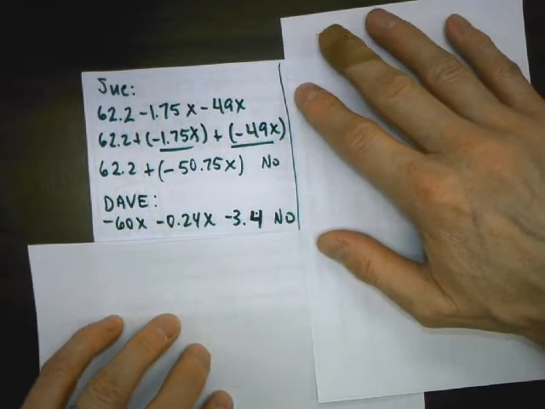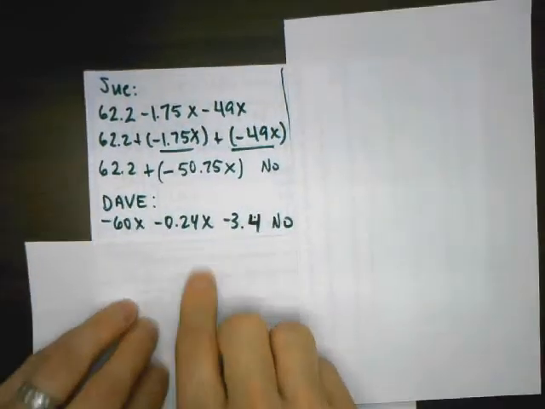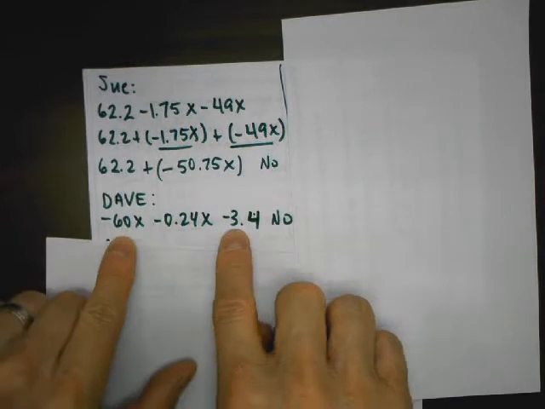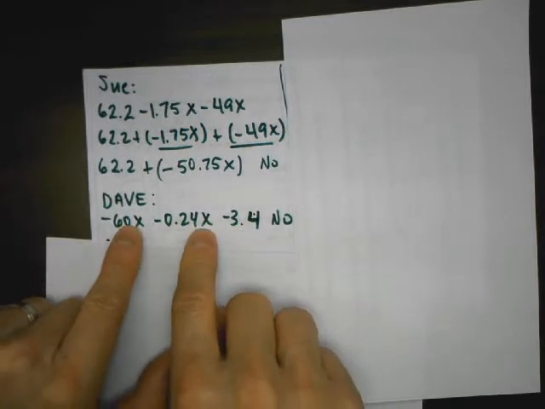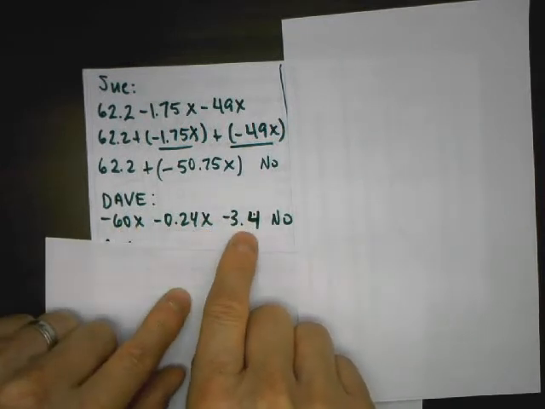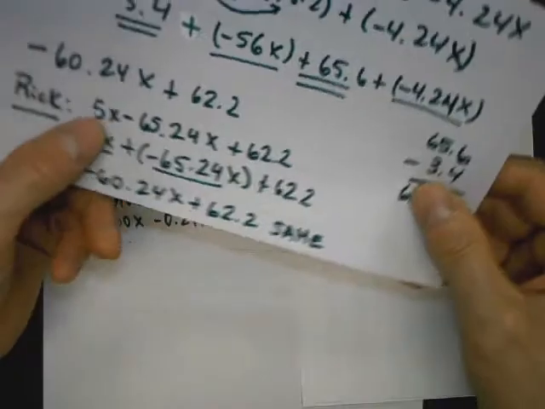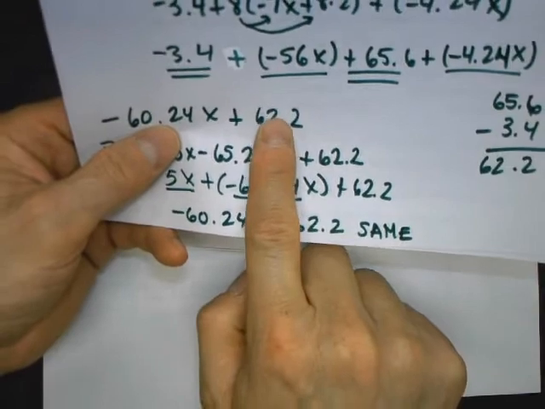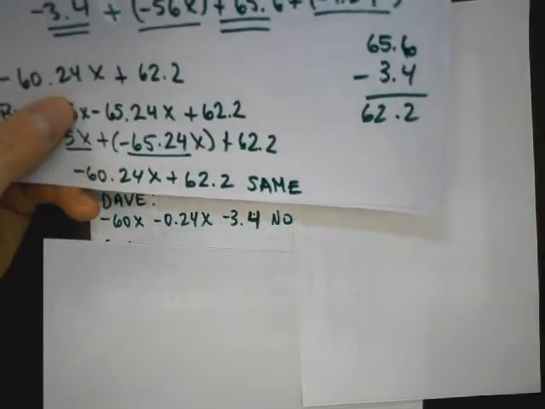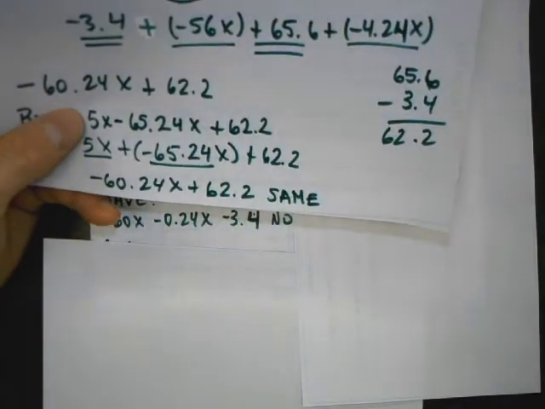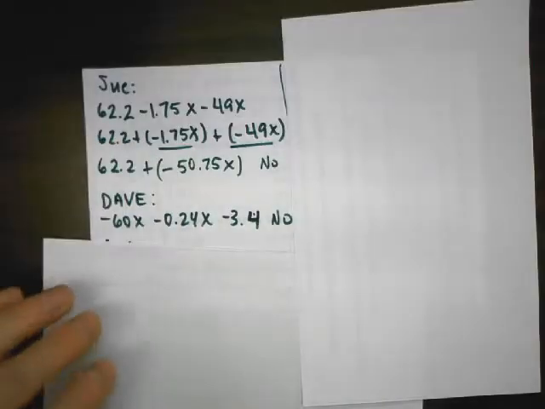Now Dave, we look at Dave here. I didn't even do any work for Dave because I see these are x's and this is the only constant. So I'm not going to change negative 3.4. And I know from my first problem, I don't have a negative 3.4 as my constant. So I don't even need to do any work for that. I'm not even going to check that one because there's no way it's going to be the same.